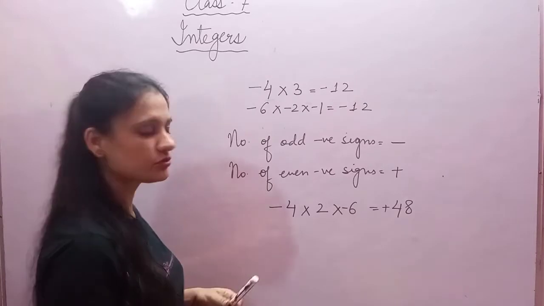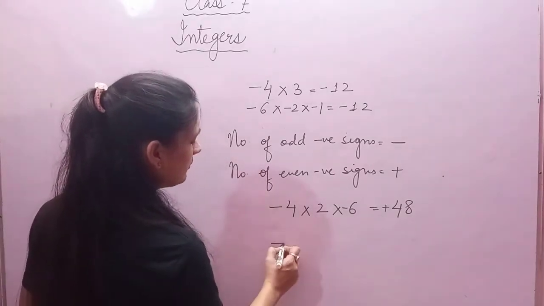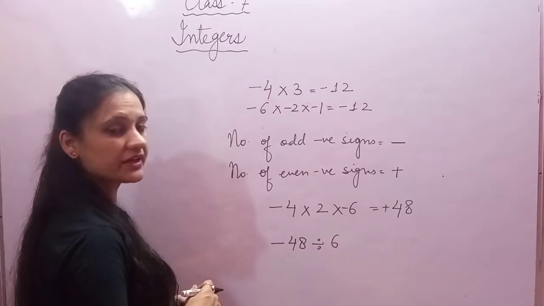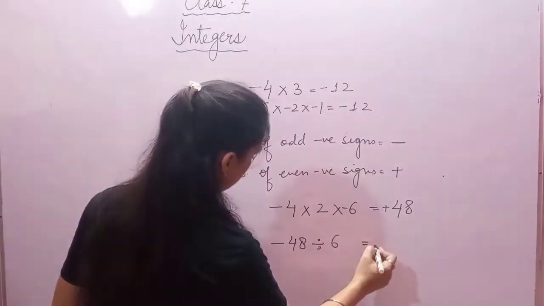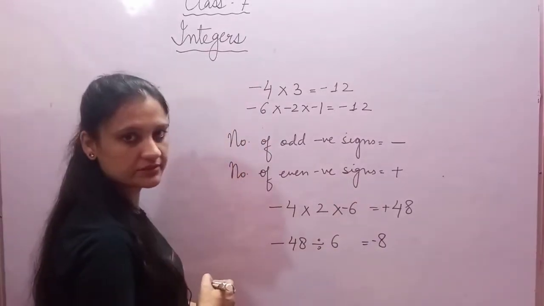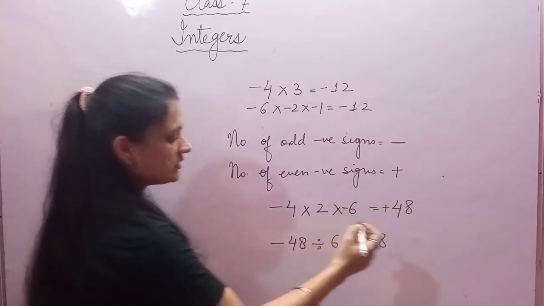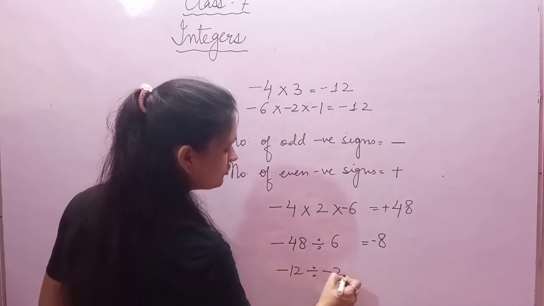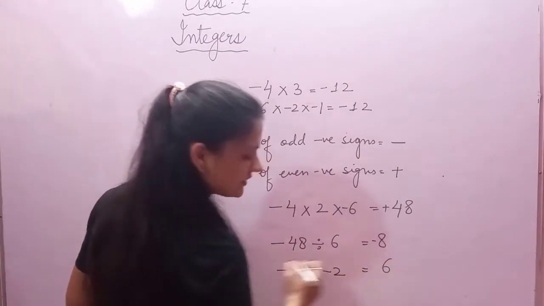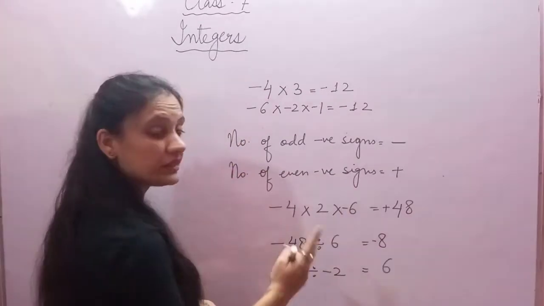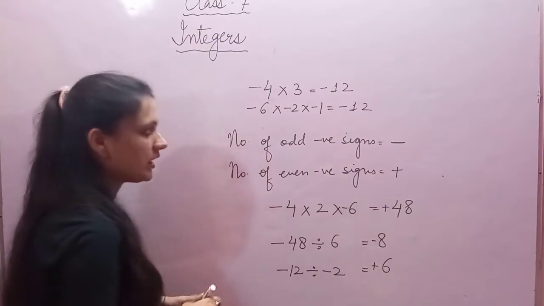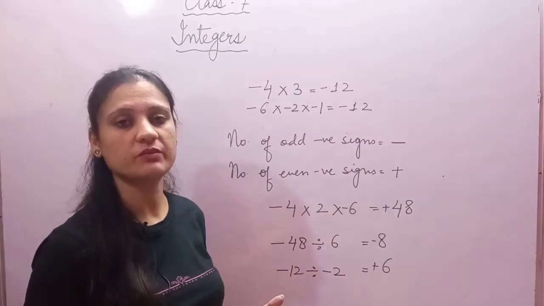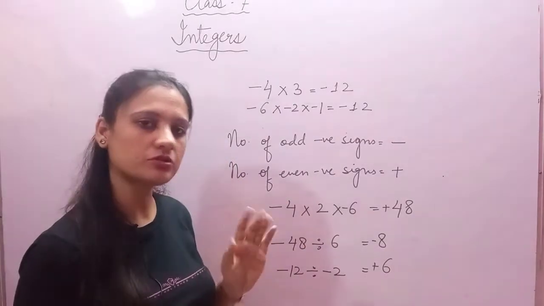Similarly in division also, suppose I am dividing minus 48 by 6. How many negative signs? 1 negative sign. Odd, of course, so the answer will be minus 8. Let us take one more example. Suppose the number is minus 12 divided by minus 2. 12 divided by 2 is 6. Now how many negative signs? 1, 2. Even, so the answer will be positive. I hope you understood how to add, how to subtract, and what sign should be with the answer in multiplication and division also. Great.